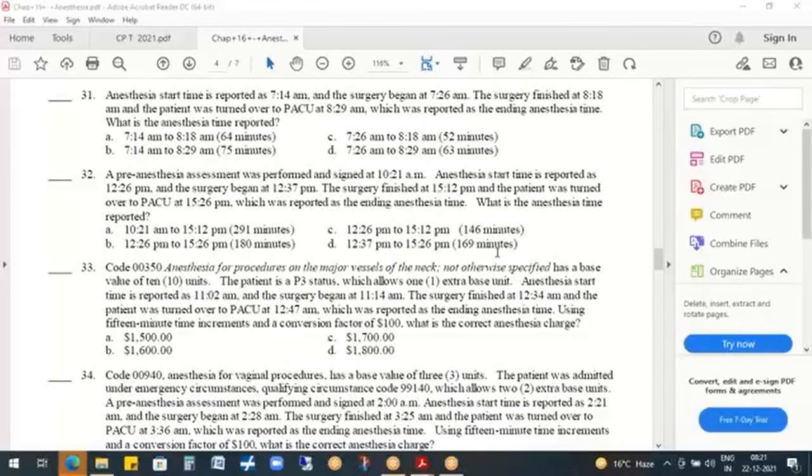7:26. When the surgery finished? 8:29. 8:18. When he left the patient? 8:29. Sir, no. Now the start time is 7:14. End time is 8:29. B is the answer. Yes, yes. B for Bombay is the answer.